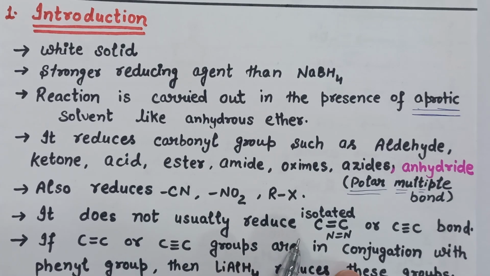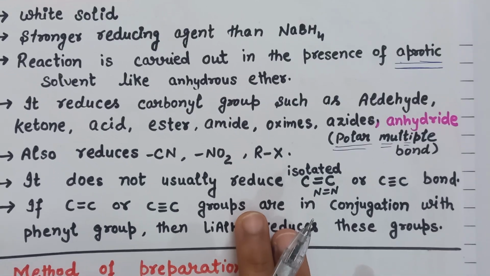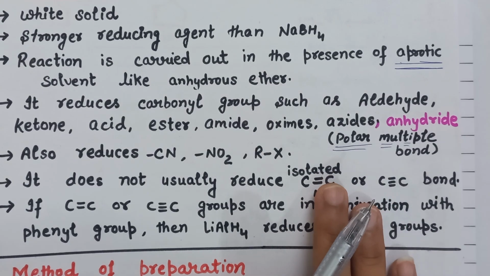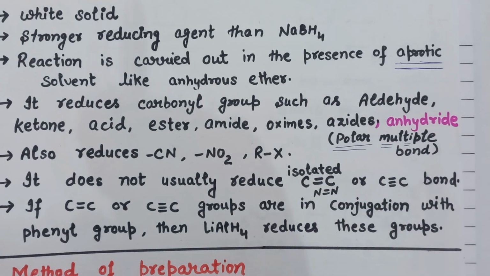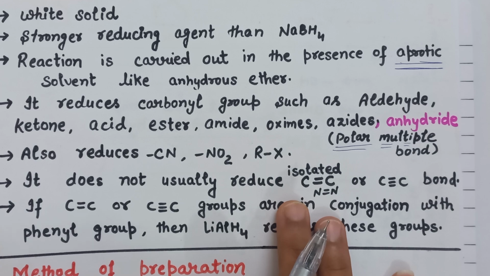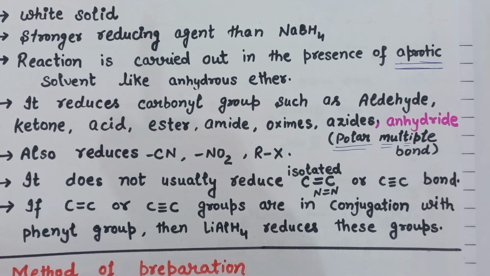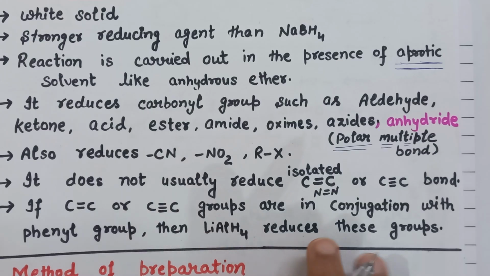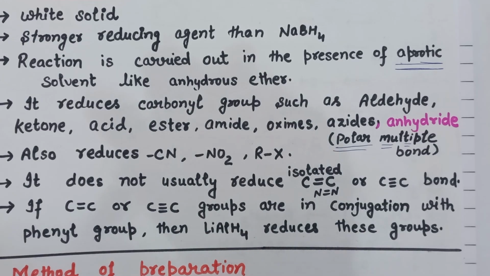So, it does not reduce an isolated double bond or triple bond, or the double bond between two nitrogen atoms. But if these double or triple bonded groups are in conjugation with the phenyl group, then lithium aluminum hydride can reduce these groups. So from here we learn that lithium aluminum hydride can reduce polar multiple bonds, does not reduce isolated double or triple bonds, but if these groups are present in conjugation with the phenyl group, then it can reduce them.